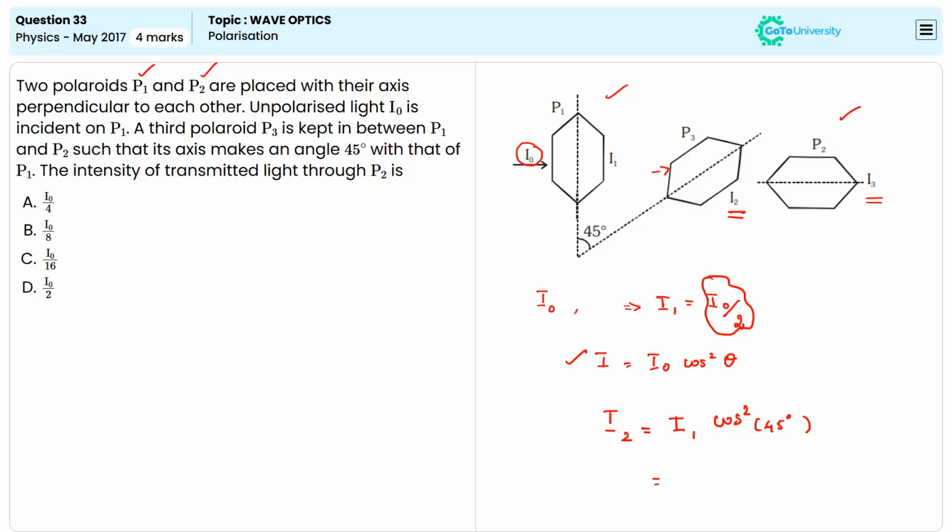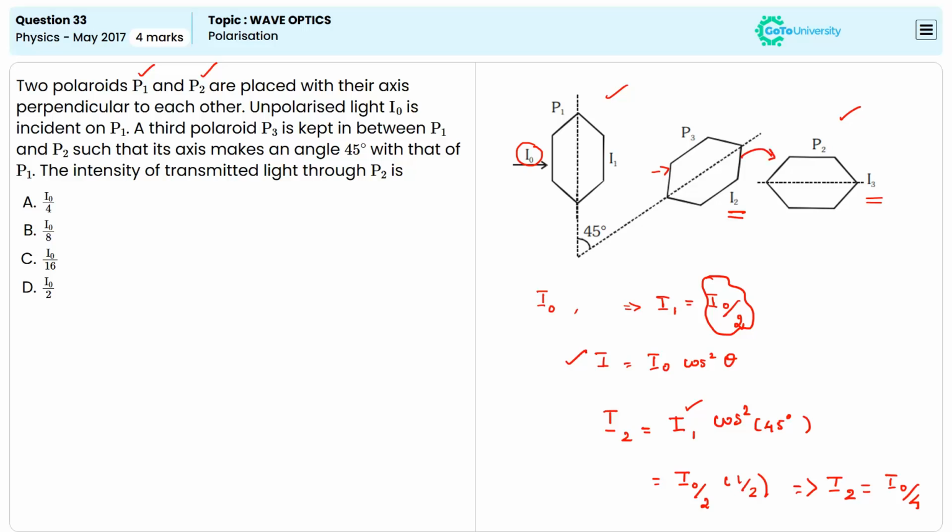So here we have a value of I1, which is I naught over 2, whereas cos squared 45 degrees will be equal to 1 over 2, right? So when we are simplifying this, we will get the value of I2, the light from polarizer 3, which will have an intensity of I naught divided by 4. So again, this will enter into the Polaroid 2.